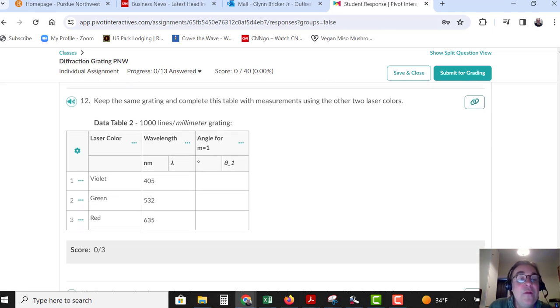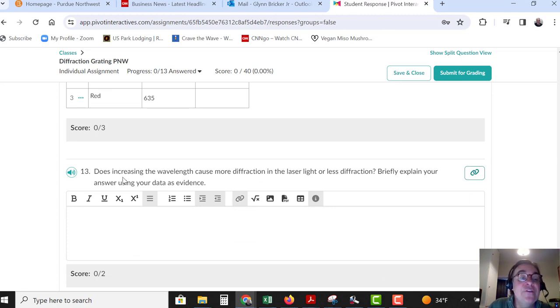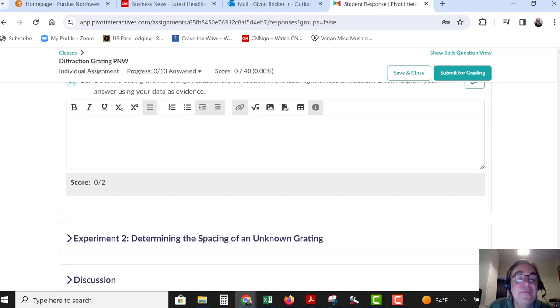Okay, so we're keeping the grating value the same, but we're changing the wavelength, and then you have to come to some conclusion about what happens to how the light spreads out. So does increasing the wavelength cause more or less diffraction? Briefly explain your answer using your data. Okay, you've got the equation. So you see how it should work out. You'll actually do it and see how it does work out.